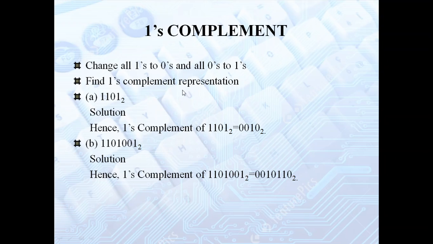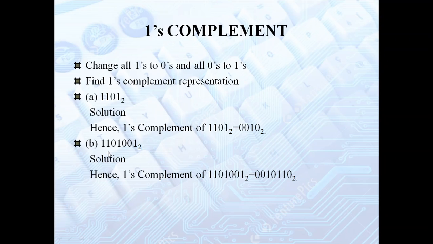Now let us see the complement representations. There are two types of complement. The first one is ones complement and the second one is twos complement. Ones complement is the number that results when we change all ones to zeros and all zeros to ones. Consider an example for ones complement: 1101. In order to find ones complement, we change all the ones to zeros and zeros to ones. So the result for 1101 to the base 2 is 0010 to the base 2.